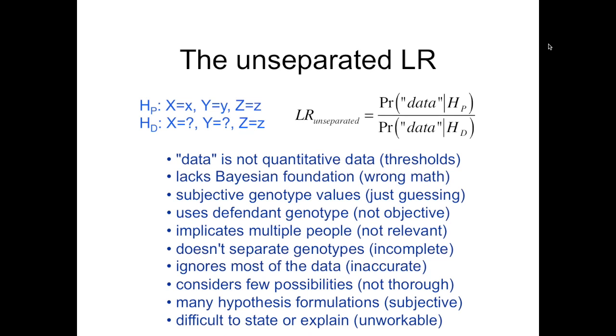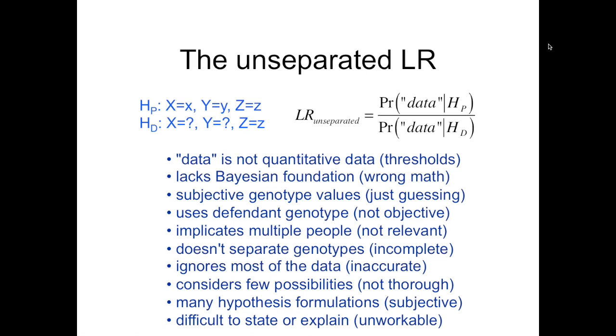The third point is, these are subjective genotype values. You're just plugging in some guesses and hoping to get some number. Also, these guesses use the defendant genotype in the calculation. This isn't objective. TrueAllele is objective. It calculates the genotypes without knowing the defendant's genotype and only makes its comparisons afterwards. Again, this sort of math might implicate multiple people, which isn't terribly relevant, perhaps, to the prosecution of one person.